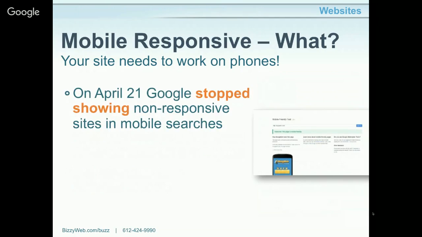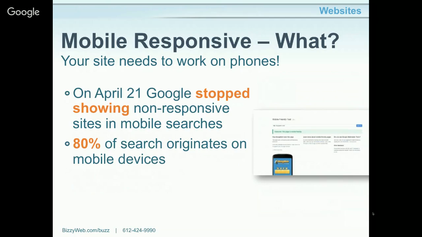On April 21st of 2015, Google stopped showing non-responsive sites in mobile searches. What that means is that when someone is searching on a mobile device, even if you rank very well for a specific set of keywords in Google, you won't show up on Google search results on a mobile device. That's bad news because 80% of searches originate on mobile devices.